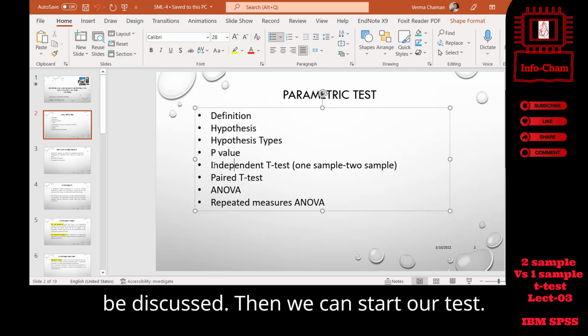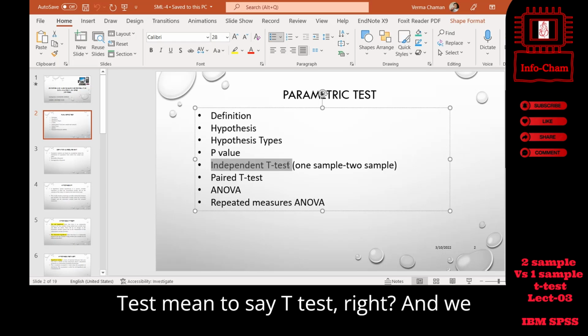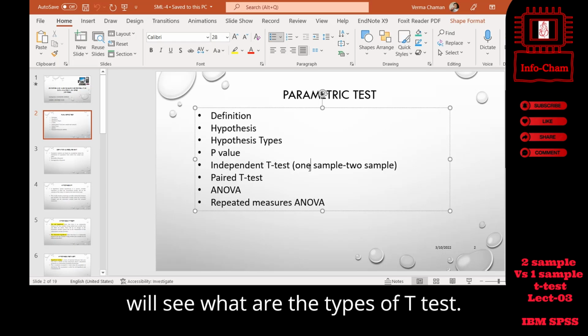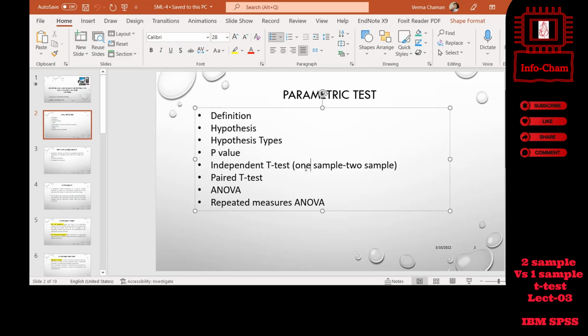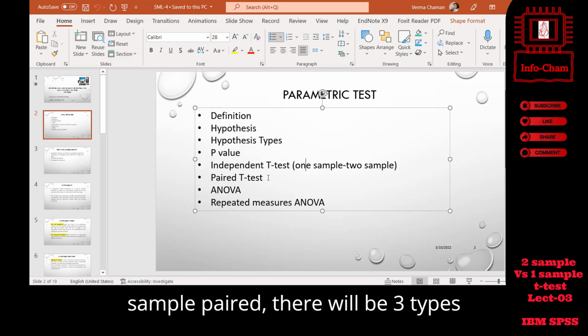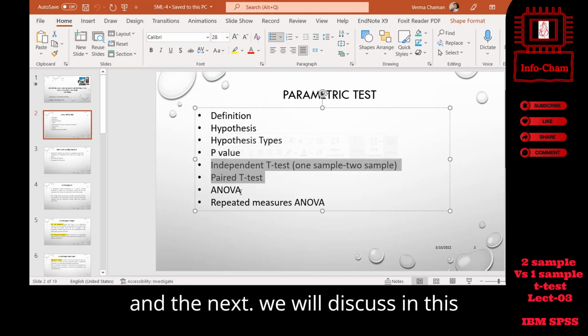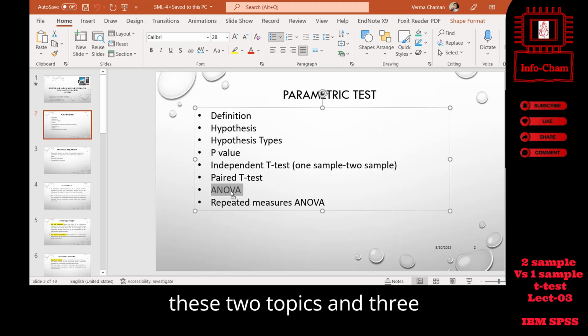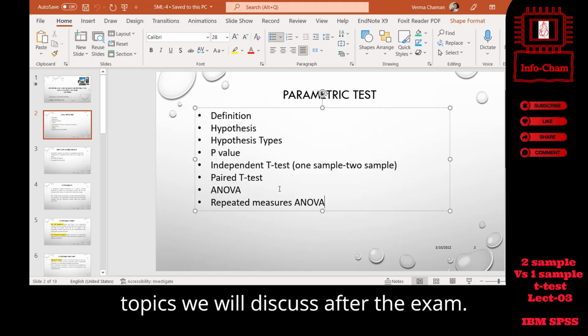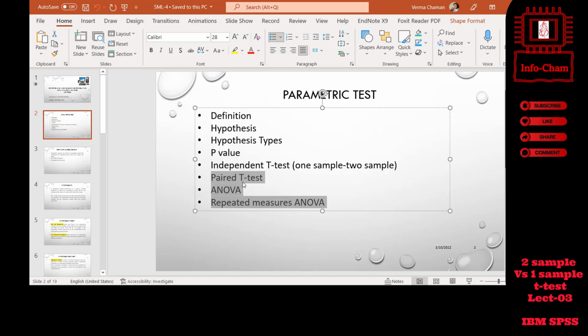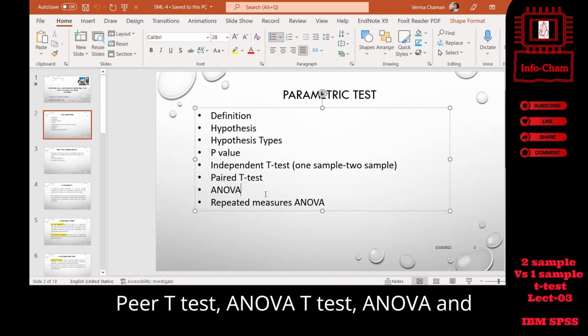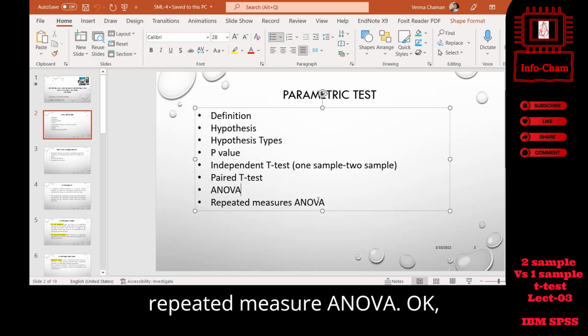Then we can start our test, I mean to say the t-test, right? And we will see what the types of t-test are. Okay, so like one sample, two sample, paired, there are basically three types. And the next we will discuss in this session. I think I'm not able to cover these topics, and the remaining topics we will discuss after the exam: paired t-test, ANOVA, and repeated measure ANOVA.